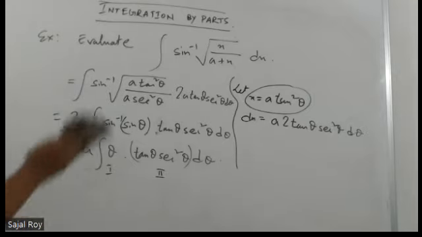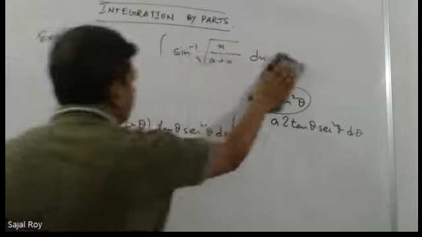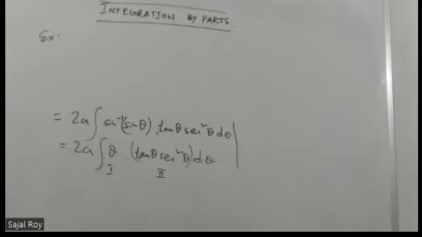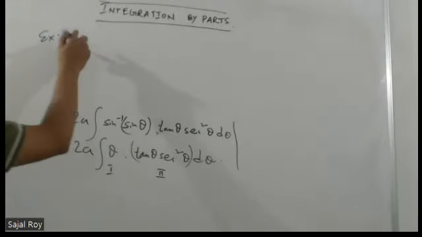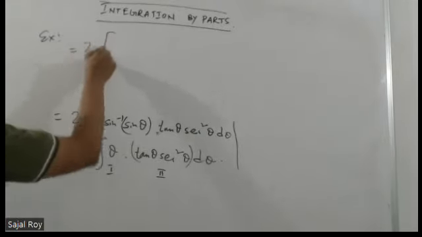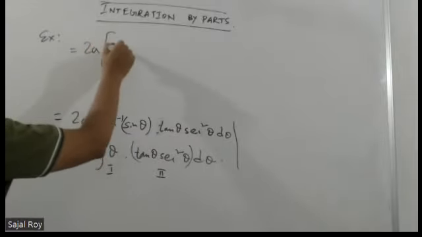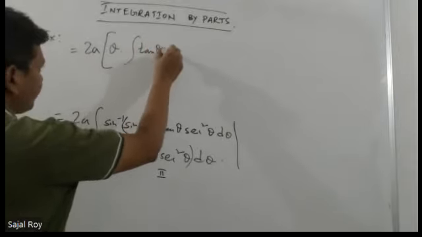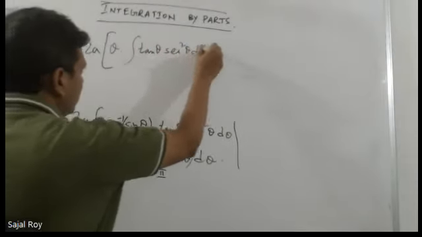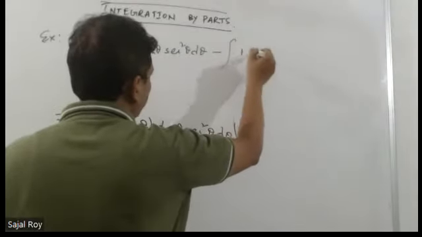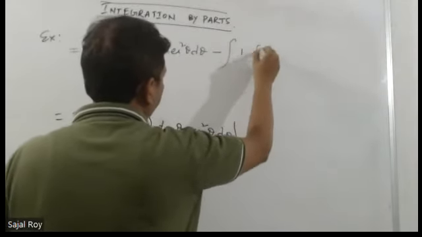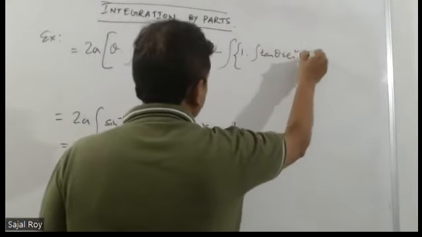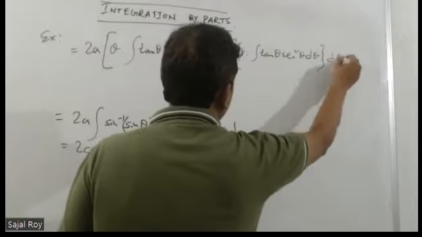So I will apply by parts now. Let me apply by parts now. So 2a theta first function. You see the integration is tan theta sec square theta, minus derivative of theta is 1. Again you have integration tan theta sec square theta d theta, whole d theta.